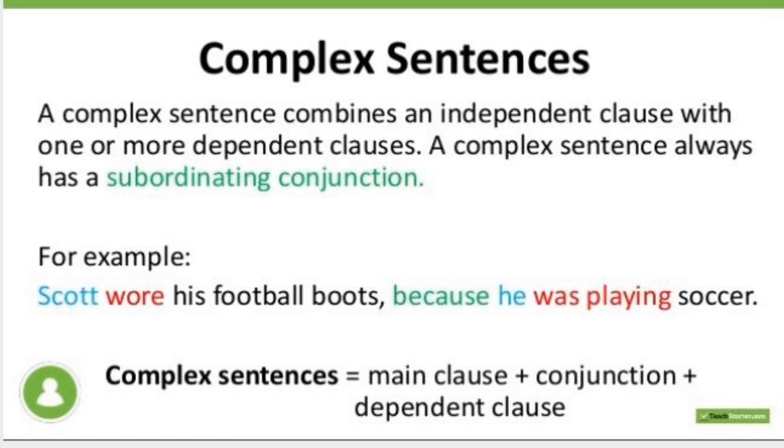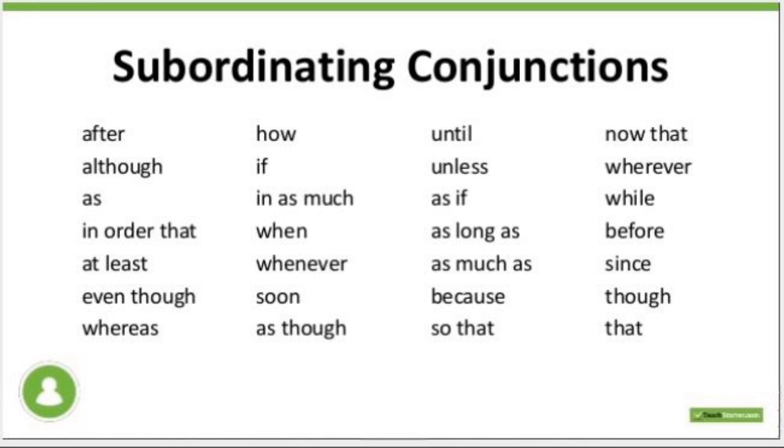A complex sentence is equal to main clause plus conjunction plus dependent clause. And subordinating conjunctions are used to join an independent clause to a dependent clause, and a subordinating conjunction can be placed at the beginning, middle, or end of the sentence. Let's move to subordinating conjunctions.